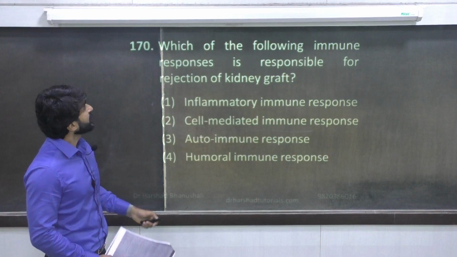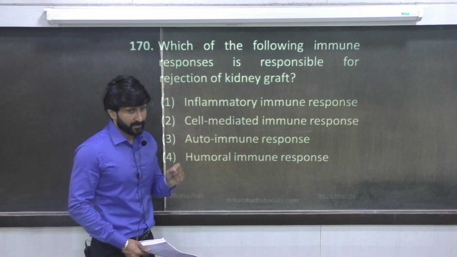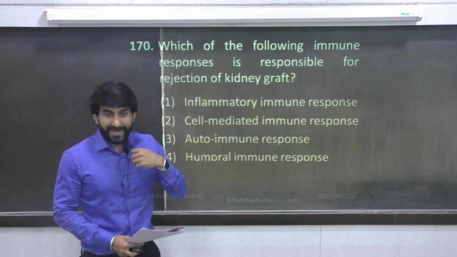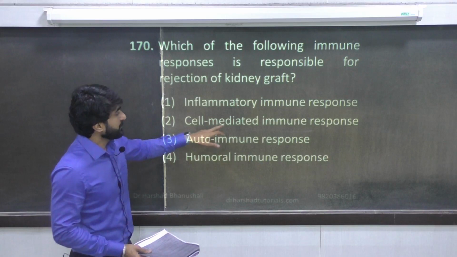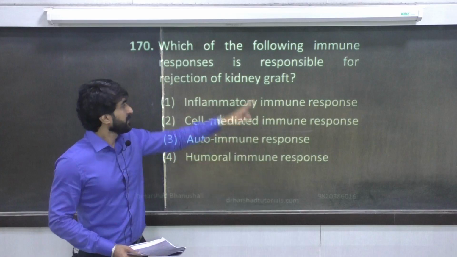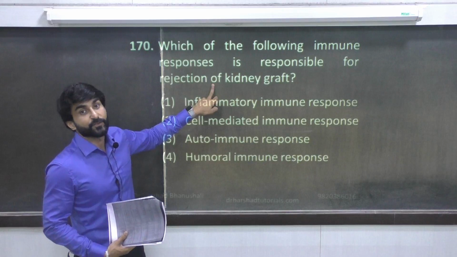170, which of the following immune responses is responsible for the rejection of the kidney graft? Any transplant, if it is taken, the rejection occurs because of activity of T cells. T cells which reject any transplant is a which response? It is a cell mediated immune response. So when you learn about immune responses, you know that cell mediated immune response is because of T cells. Graft means the transplanted organ. Rejection of the graft is because of T cells. So our answer for 170 would be option number 2.